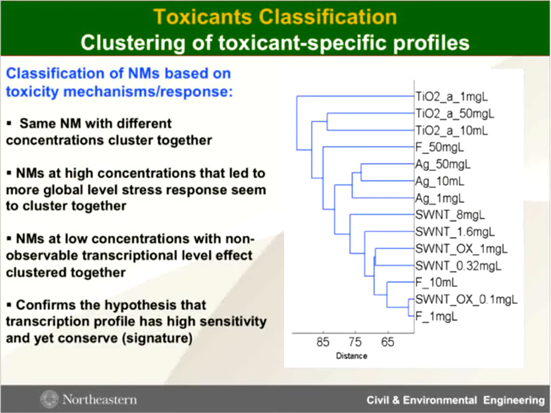And so here's what we come up with. When we do the three-dimensional cluster analysis, we found a really, really encouraging result. If you look at the right-hand side, all the titanium dioxide with different concentrations cluster together, all the nanosilver cluster together, all the single-wall nanotube with different concentrations cluster together. And all the bottom ones at a really low concentration, now they group together.